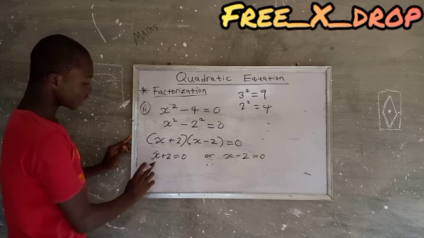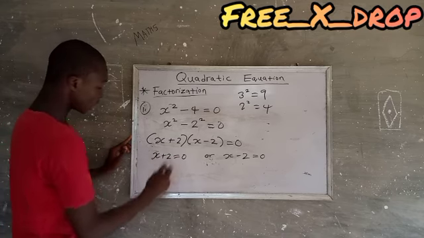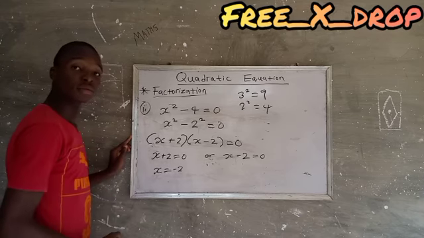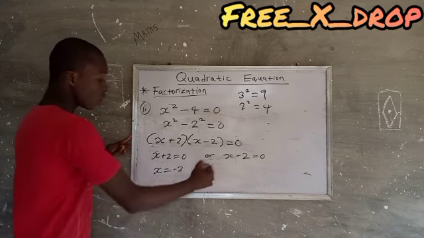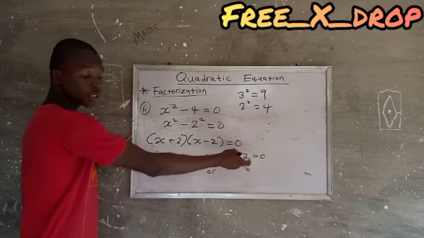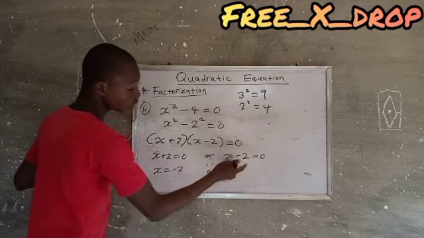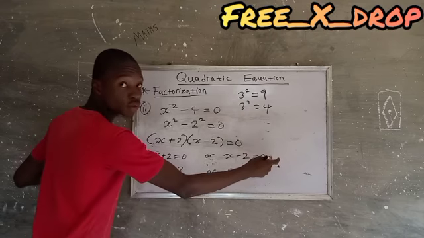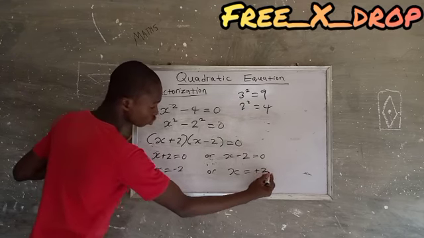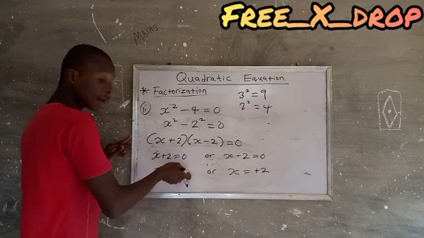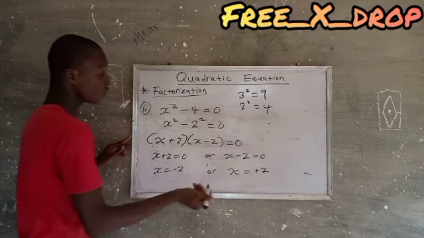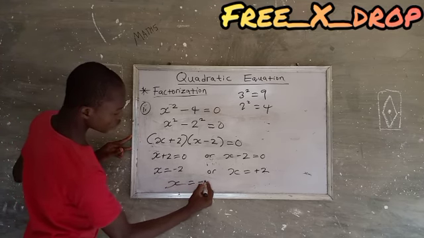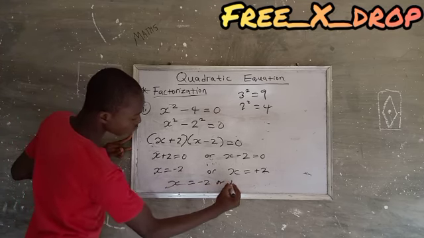For your first answer, x plus 2 equal to 0. When you collect like terms, x will be equal to minus 2. As easy as that. Or for the second equation, x minus 2 moves to the right side, it becomes plus 2. So x is either minus 2 or plus 2. For your final answer, you have x equal to minus 2 or plus 2.